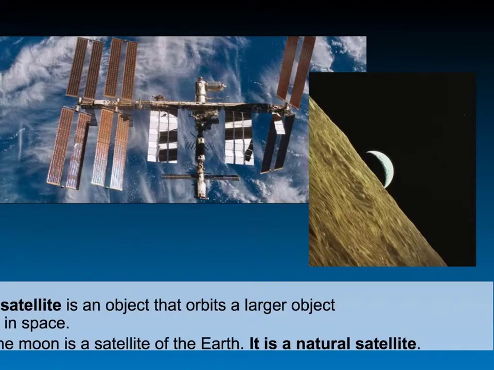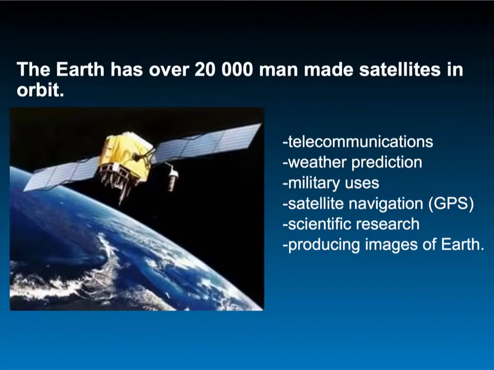It's not just the Moon and our man-made satellites that are classed as satellites. The planets can be classed as satellites around the Sun as well. The Earth has got over 20,000 man-made satellites in orbit. Now some of them are really small, just a few metres across, but others can be very large military or commercial satellites, maybe the size of a bus.